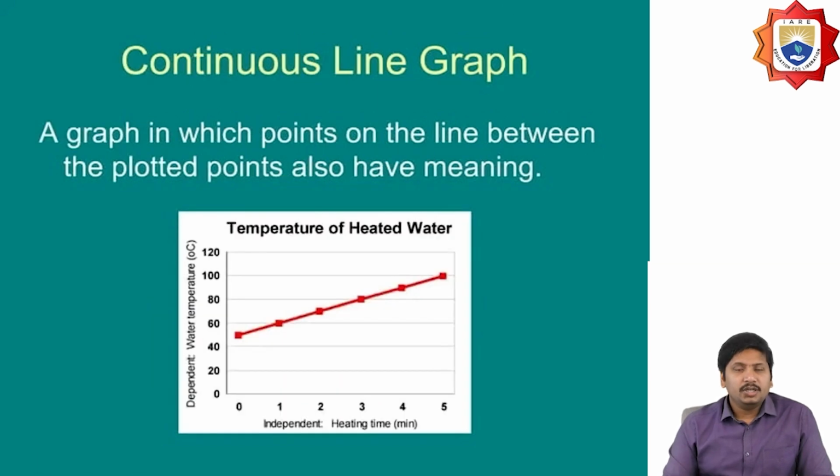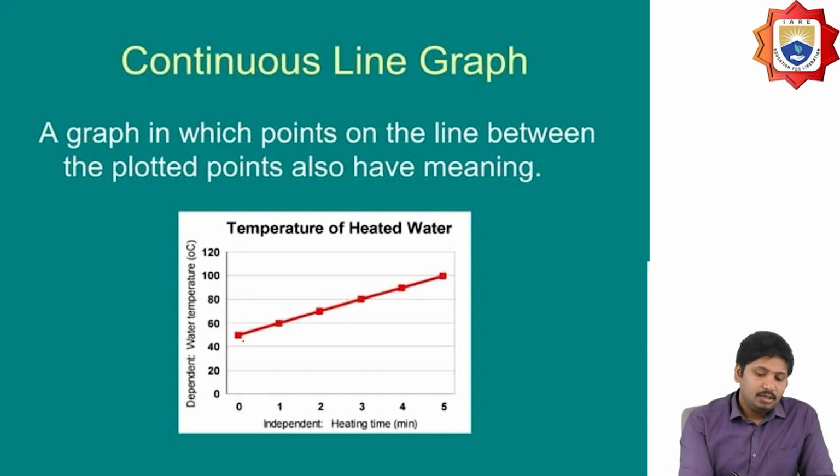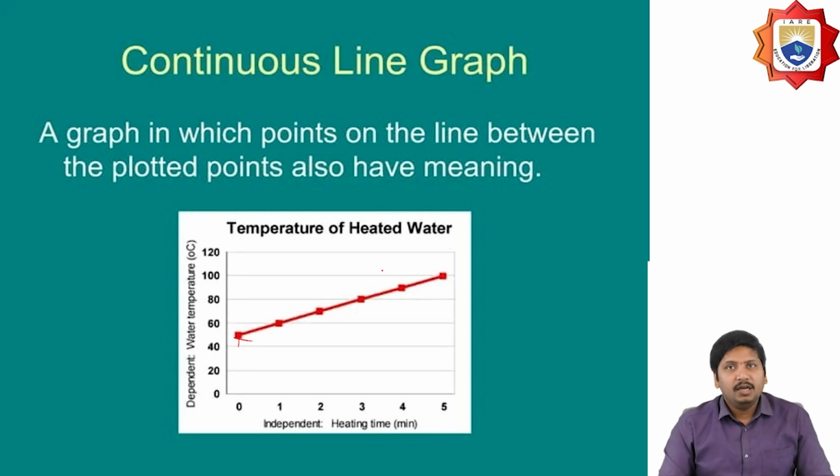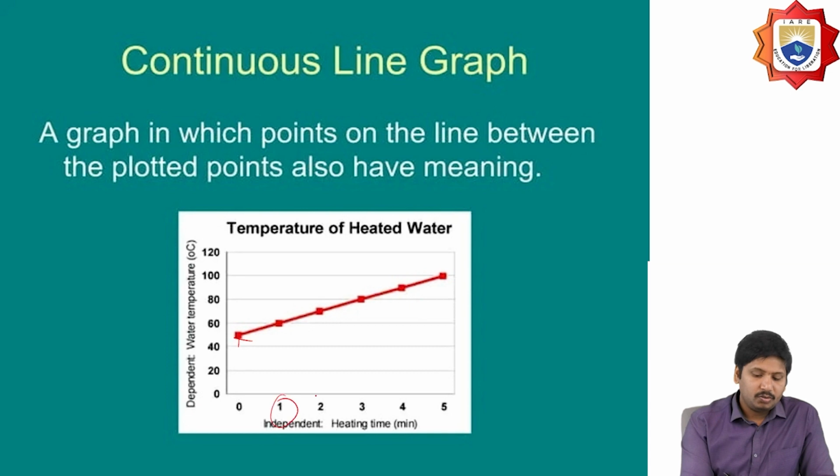And the next one is the continuous line graph. This is a graph where the line between two points has some meaning. The independent variable is heating time and the dependent variable is water temperature. By joining these points, I get a continuous graph with respect to time: 1 minute, 2 minutes, 3 minutes, 4 minutes. This should be the continuous data.